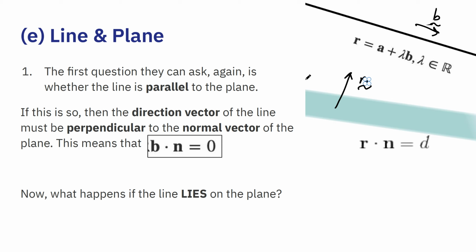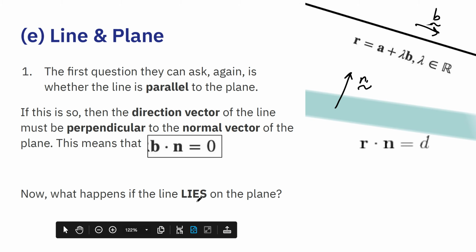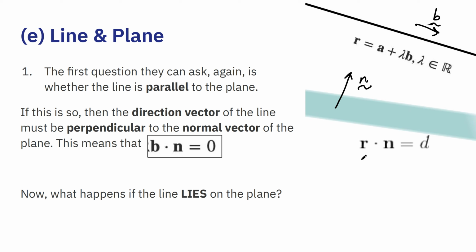Okay, so now what happens if the line lies on the plane is that basically, this point here will be able to fit into the R over here.